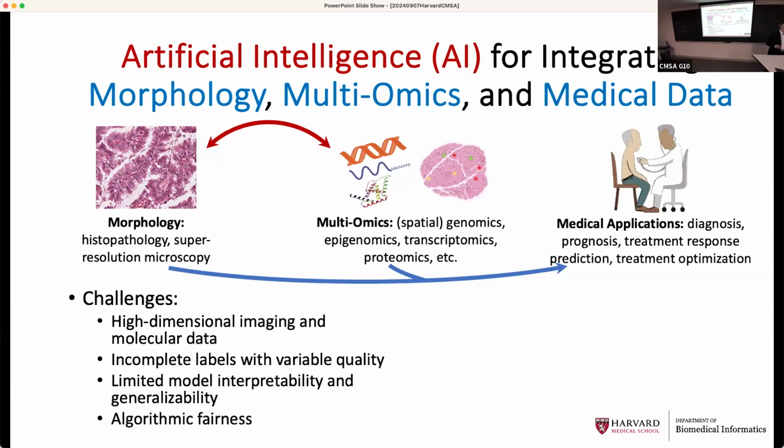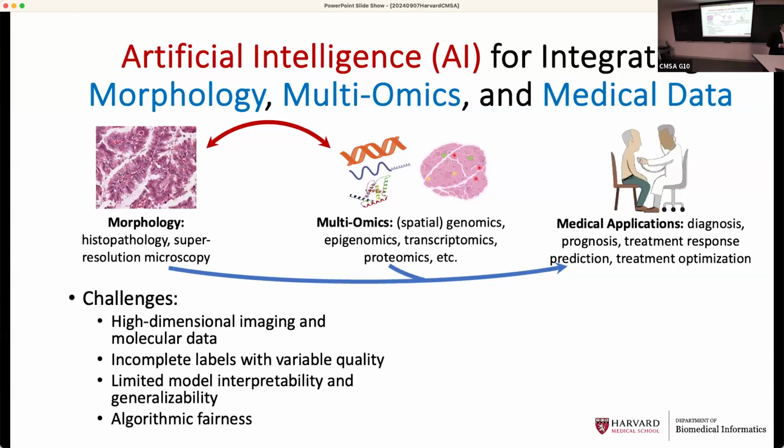So there are a few challenges when we apply this AI and machine learning-based approach to analyze this type of data. First of all, the dimensionality of the imaging and molecular data is huge. For the high-resolution scans of the human tissue, we routinely get more than 1 billion pixels just within one sample. And for many of these data, we also have incomplete labels and labels with variable qualities. For example, if we collect the pathology reports from multiple hospitals worldwide, there's no guarantee that the levels of detail for those human annotations on the images will be the same.